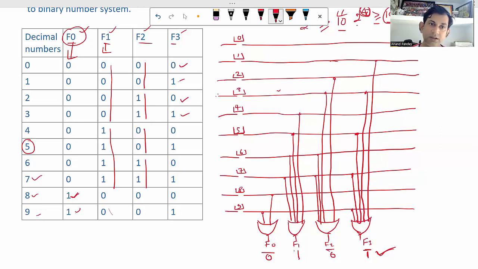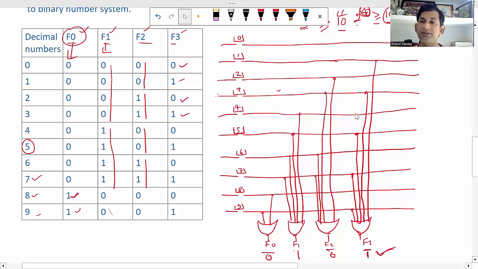So this is about decimal to binary encoders. Listen carefully, and you can go back and revise it again and again. It's very easy to draw. In the same manner, if I am going to draw hexadecimal to binary or octal to binary, I am talking about octal to binary. So octal to binary, I will show you.